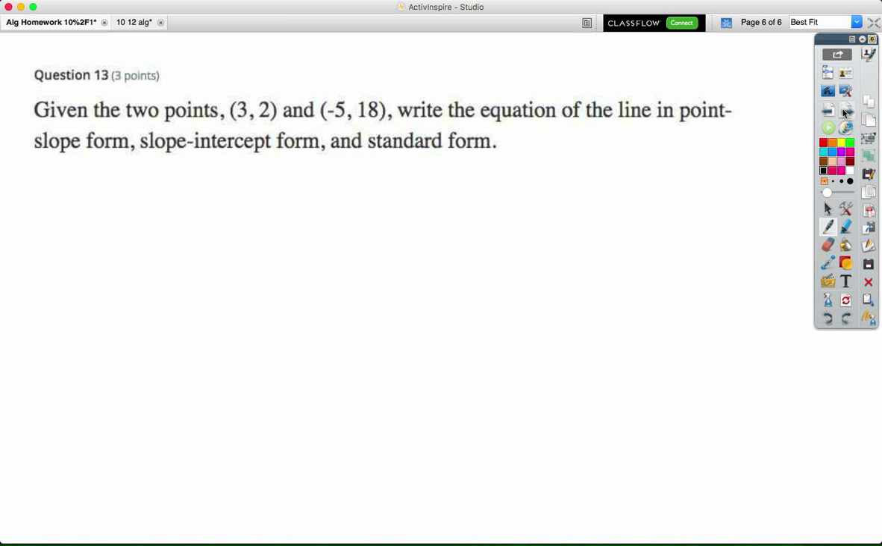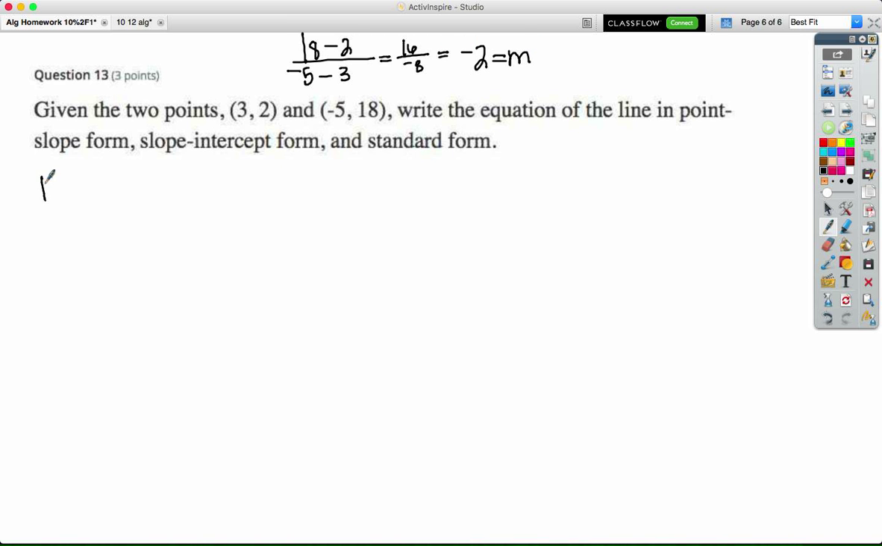The last question was like the last two examples we did in the back of the workbook, where you were given two ordered pairs and asked to write the equation of the line in 3 different formats. And so the first information we needed to find out from those 2 points was the slope. So we did the y2 minus y1 over x2 minus x1. So that is 18 minus 2 over negative 5 minus 3, which gives me 16 over negative 8, which comes out to be negative 2, so our slope's negative 2.